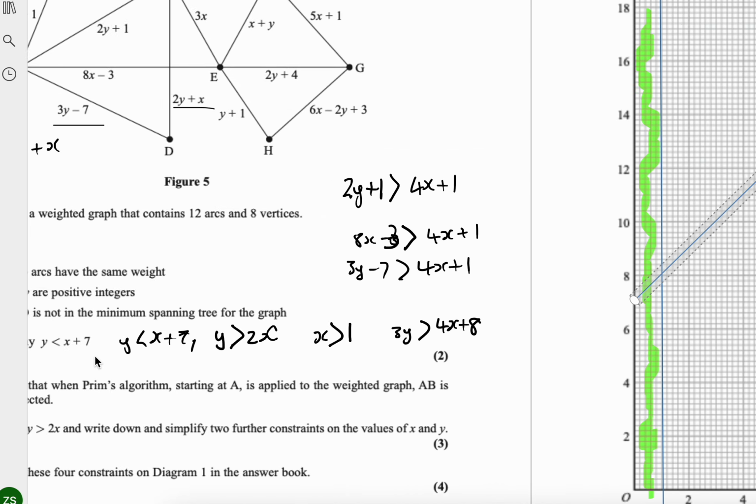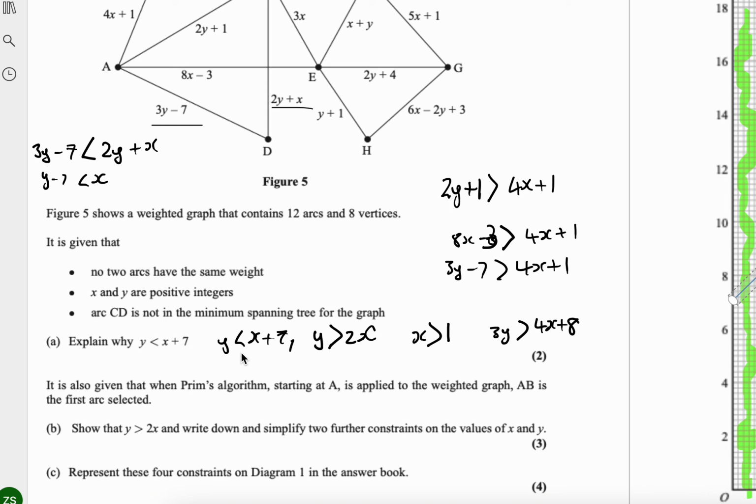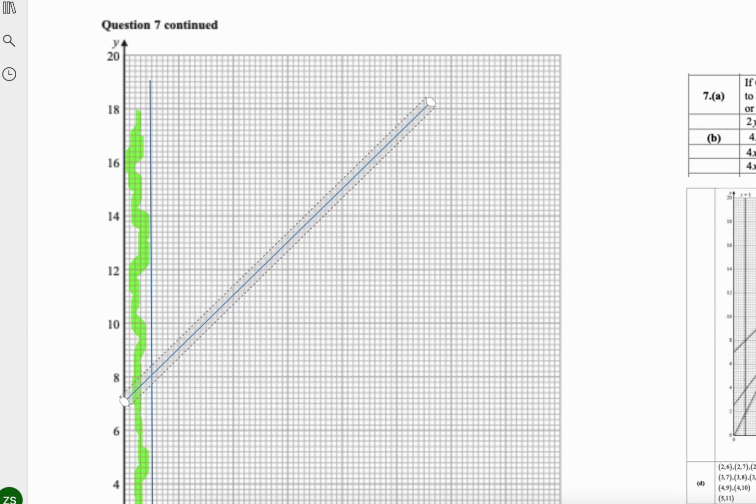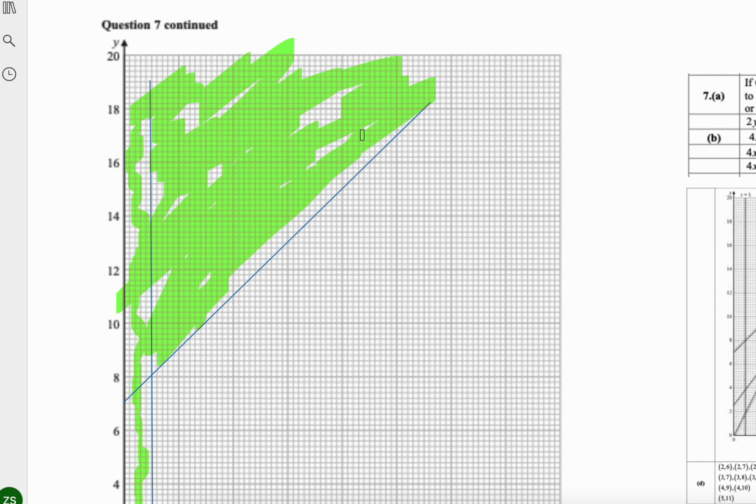Okay. y is less than or greater than? Less than. So we shade above. Yes, above it. Expert shading. Yeah, I've been working on my art recently. Okay, next one.